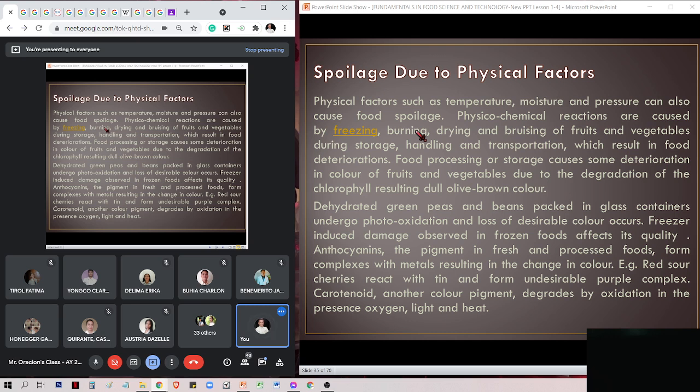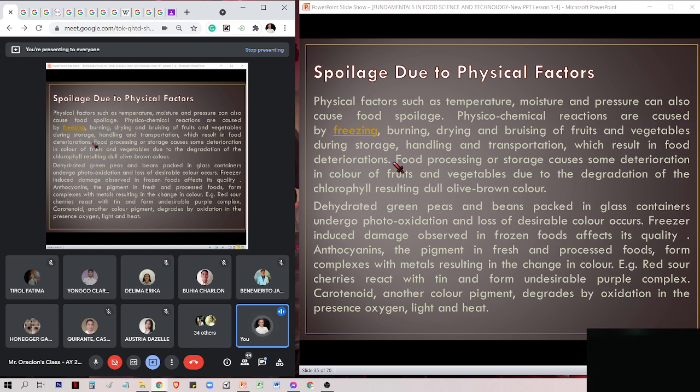Physicochemical reactions are caused by freezing, burning, drying, and bruising of fruits and vegetables during storage, handling, and transportation, which result in food deterioration. So our food gets burned, okay? The most common causes are freezing, drying, and bruises, especially at the time of harvest of the food or fruits. For example, fruits, if they get burned, that would lead into food deterioration.